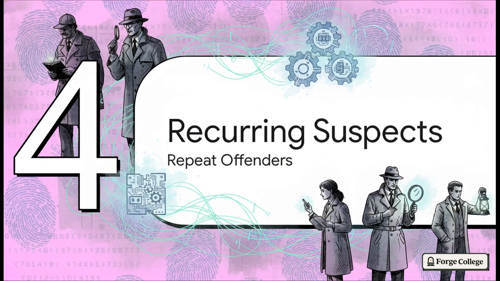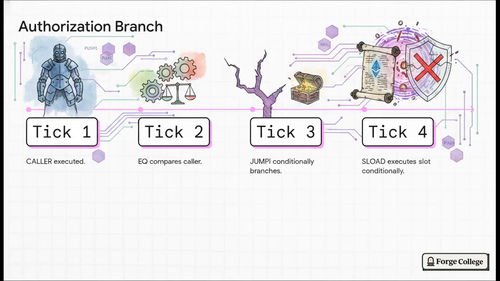Moving on to Section 4, 3 recurring opcode suspects. Every good detective knows the repeat offenders in their city, right? Well, in the EVM, traces aren't just random events. They almost always fall into one of 3 very specific recurring opcode patterns. Our first suspect is the authorization branch before a storage write. Check out the timeline here.